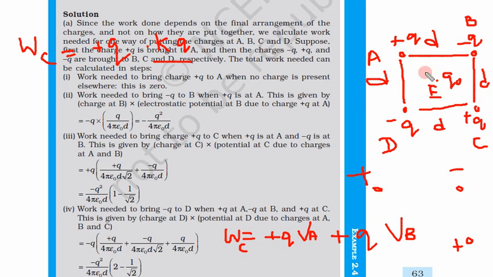Now what is this distance? The distance has been changed. So this distance, since this is the diagonal of a square, is root 2 D, or D root 2. Plus this one, again this is positive. VB is equal to K, and this charge is negative, so minus Q upon distance D. This distance is D.